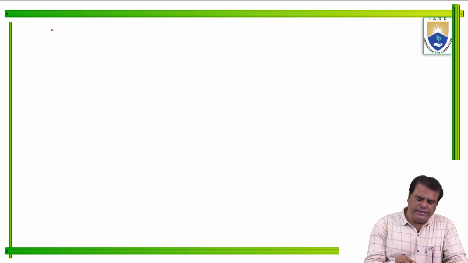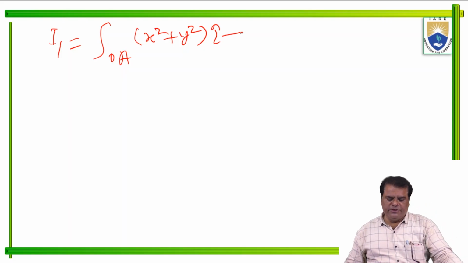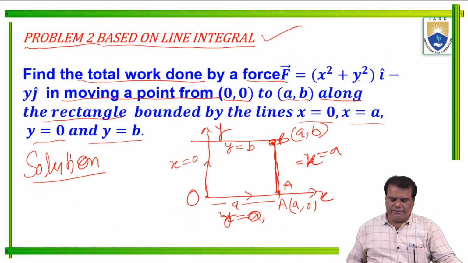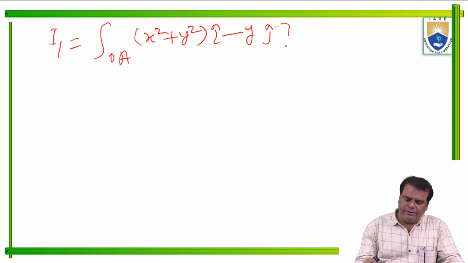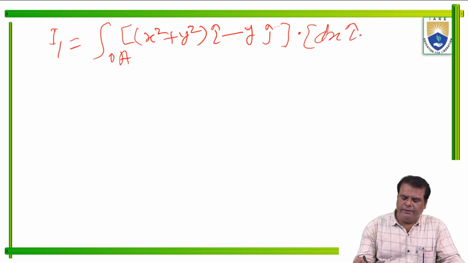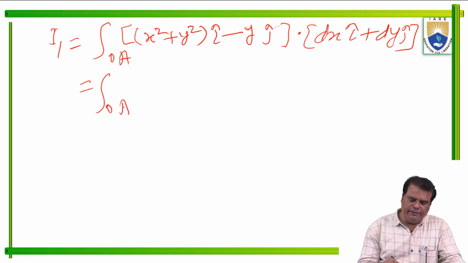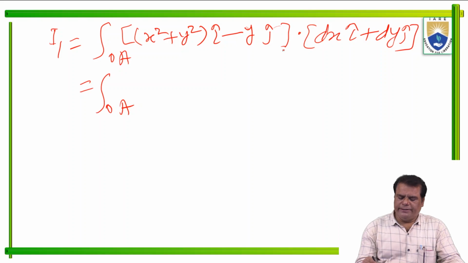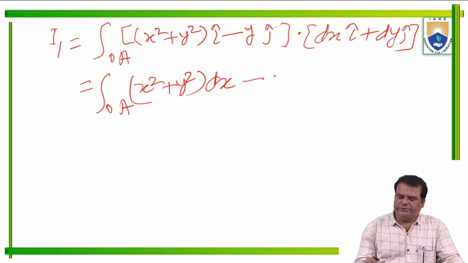So now I1 is equal to the integration over OA of F, which is (x² + y²)i − yj, as given in our question, dot dr. dr means dx i plus dy j. Now taking the dot product, integration over OA of (x² + y²) dx minus y dy.